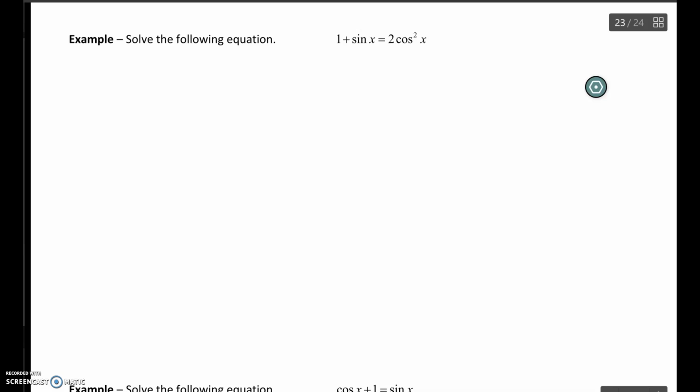Solve the following equation. So this has got a sine, this has got a cosine squared. So this is kind of difficult to isolate the trig function when you have two different trig functions. So what we want to do is write that cosine squared as a sine. And we're going to do that by remembering the identity sine squared plus cosine squared equals 1. Therefore, the cosine squared would just be 1 minus the sine squared. So 1 plus the sine equals 2 times, where I see cosine squared, I'm going to replace it with 1 minus sine squared.